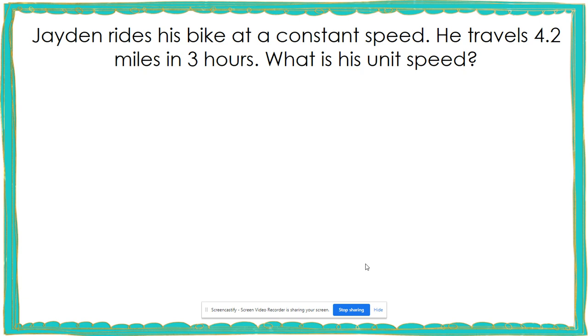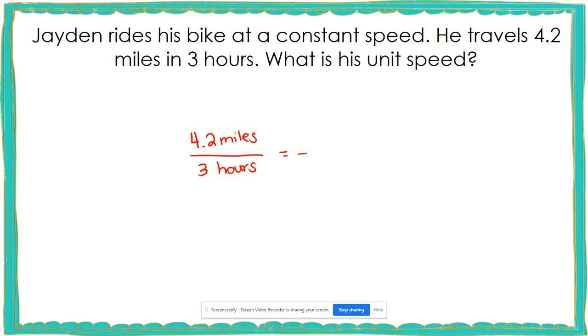Next, Jayden rides his bike at a constant speed. He travels 4.2 miles in 3 hours. What is his unit speed? So I know that Jayden travels 4.2 miles, and I always label this what goes in my proportion. So he travels 4.2 miles in 3 hours. So that's my first rate that I'm going to put in a ratio.